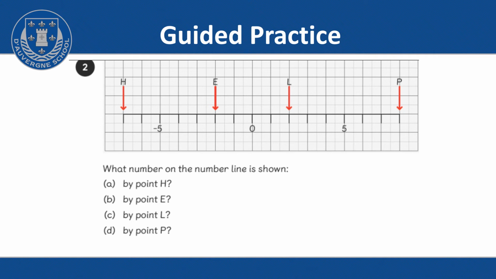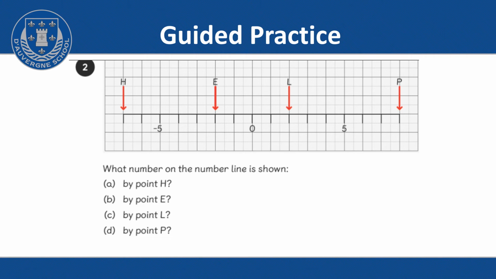Okay, now we're going to go on to B, and we're going to try and work out what the value of E is. I'm going to let you have a quick go before I tell you the answer. Okay, so hopefully you counted 2 places to the left and you reached minus 2. Well done if you got minus 2.